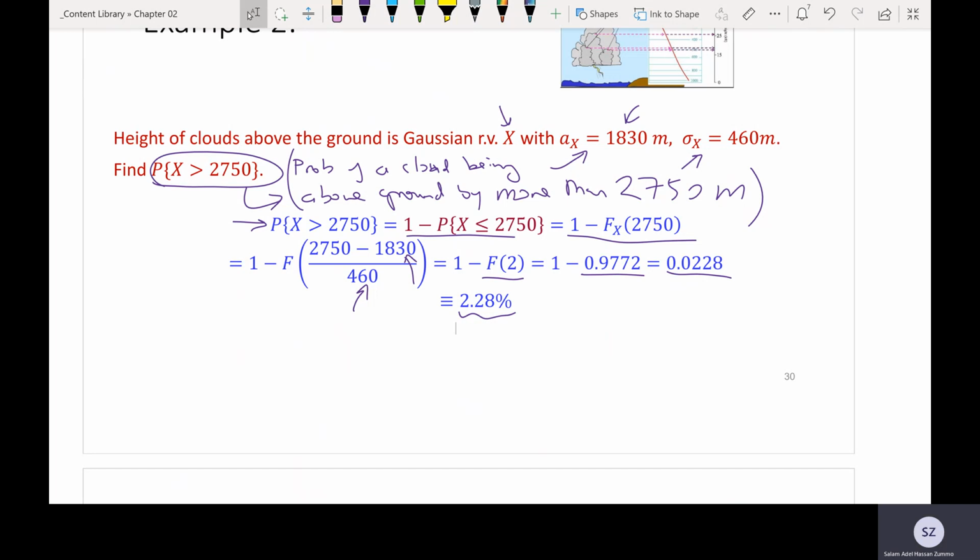One minus, because we asked what is the probability that a cloud is above ground by more than, greater than. So probability x larger than a number is 1 minus probability x less than a number, which is 1 minus Fx of that number. And we continue. Any questions?